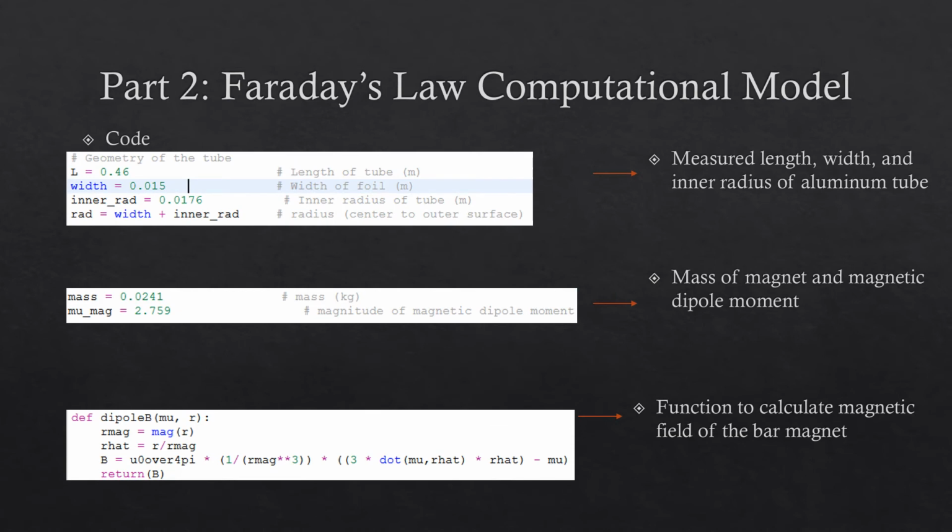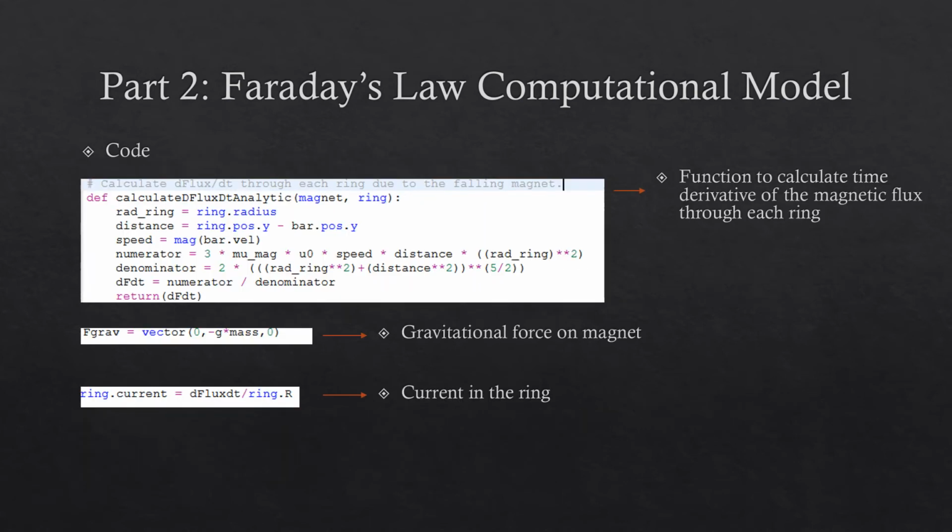Now I will go over the code that made the computational model possible. The first set of code shown defines the measured length, width, and inner radius of the aluminum tube. Next, the mass of the magnet and the magnetic dipole moment are defined. And then, from Lab 3, we pull in the function to calculate the magnetic field of the bar magnet. Next is the function to calculate the time derivative of the magnetic flux through each ring.